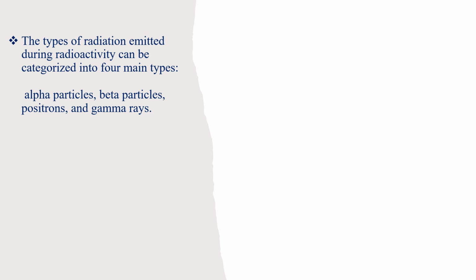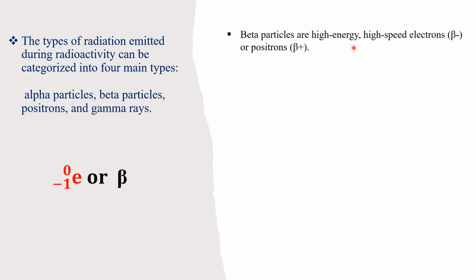The next type of particle is the beta particle. The symbol for the beta particle is the electron, with mass number 0 and atomic number -1. Actually, beta particles are high energy electrons, so we use the electron symbol for beta particles, or you can use the Greek letter beta as the symbol.